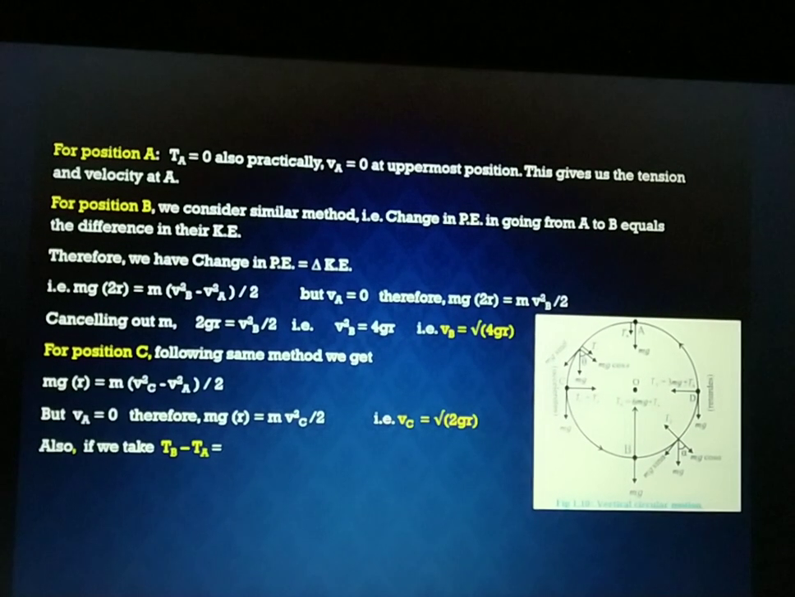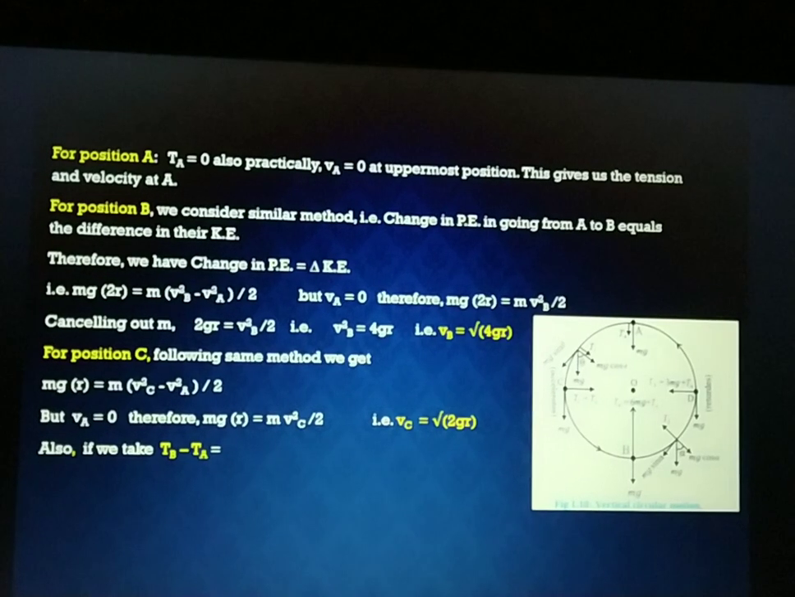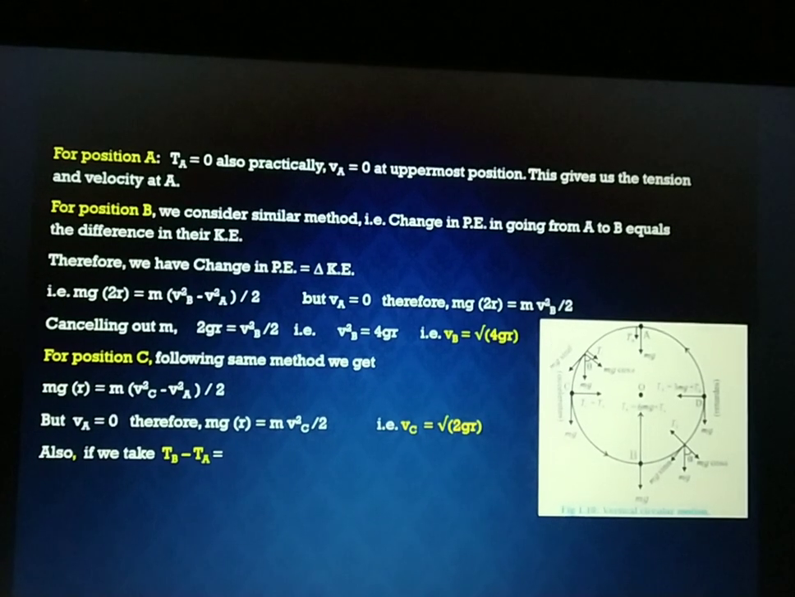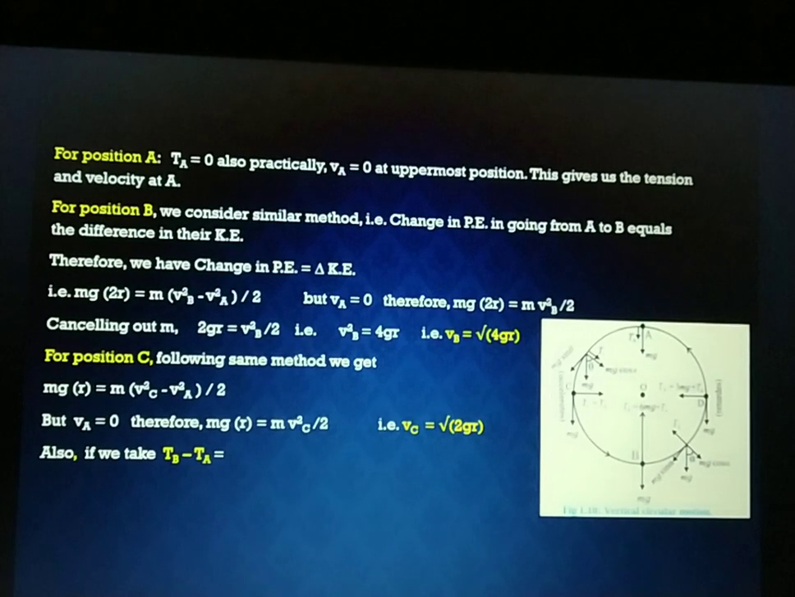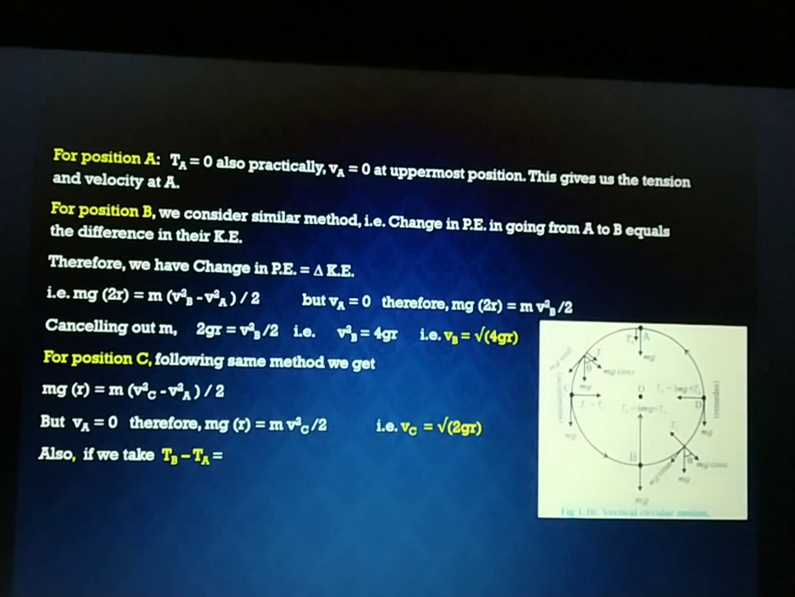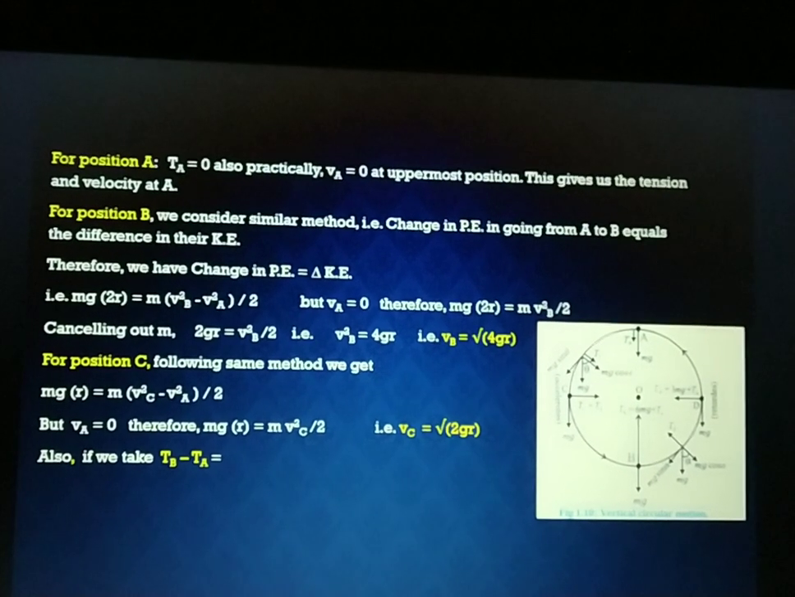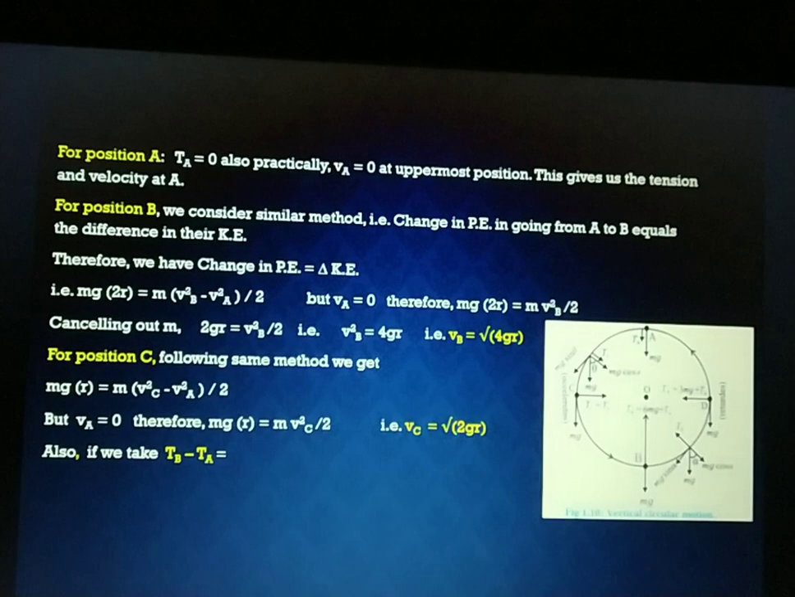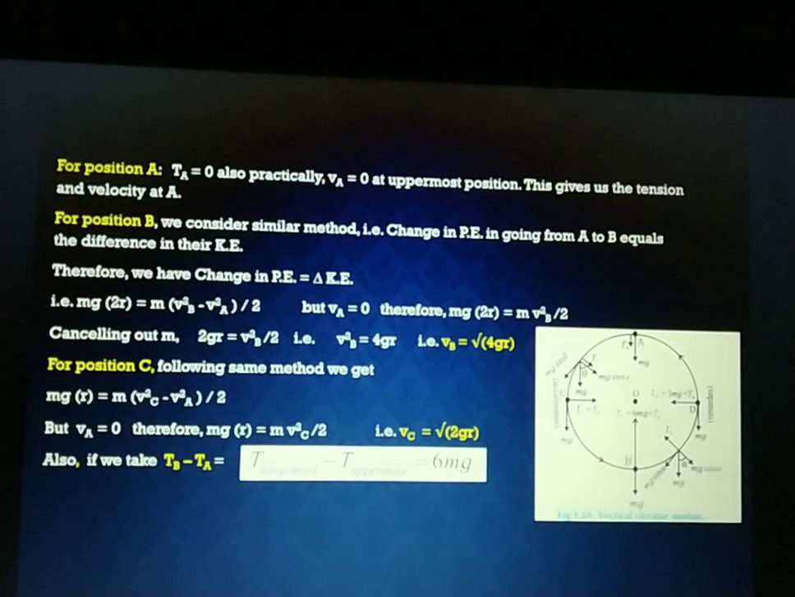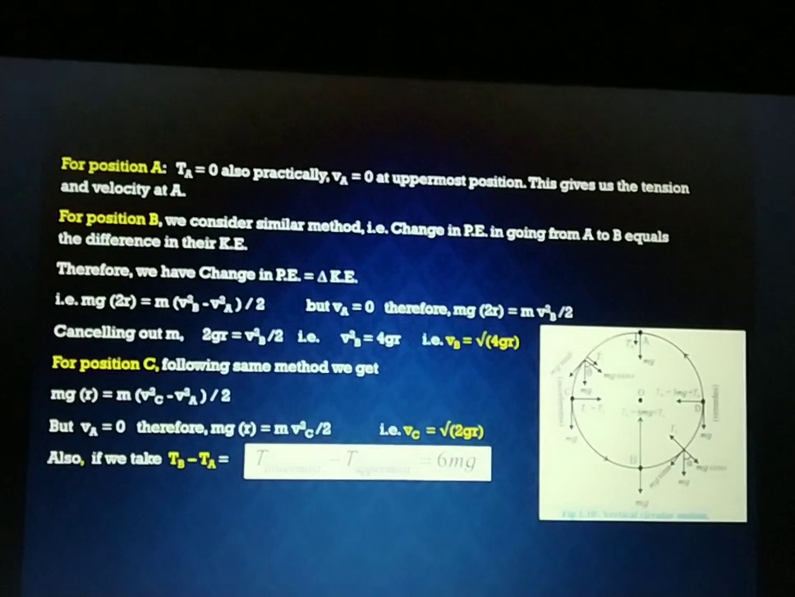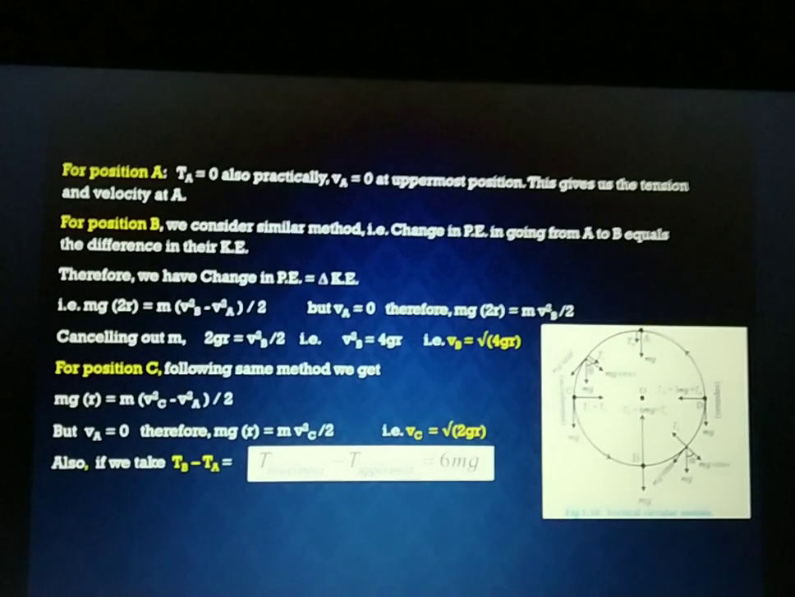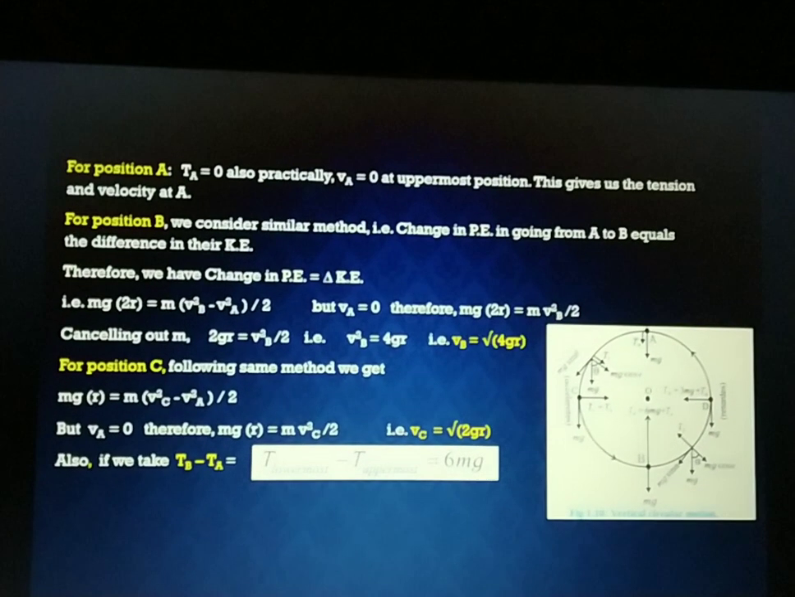Similarly, for point C, using conservation of energy, mgr equals m times vc square minus va square upon 2. Va is 0, so solving for vc you get square root of 2gr. Again, the difference in tension, Tb minus Ta, will be equal to 6mg. You can solve this equation as earlier; we are just taking it fast, and you can write your intermediate steps.